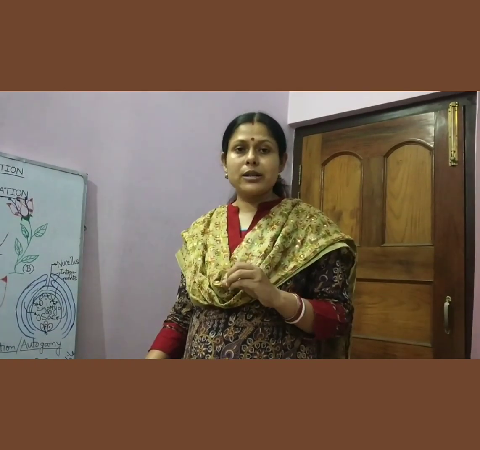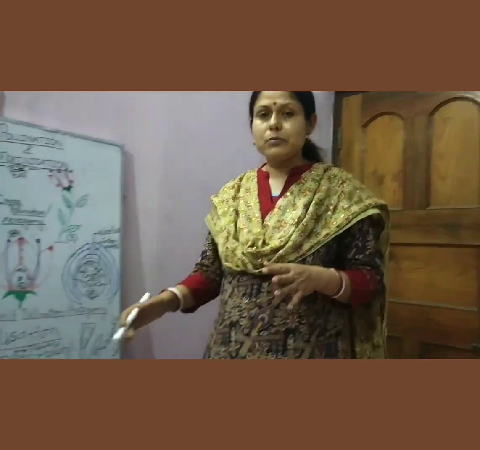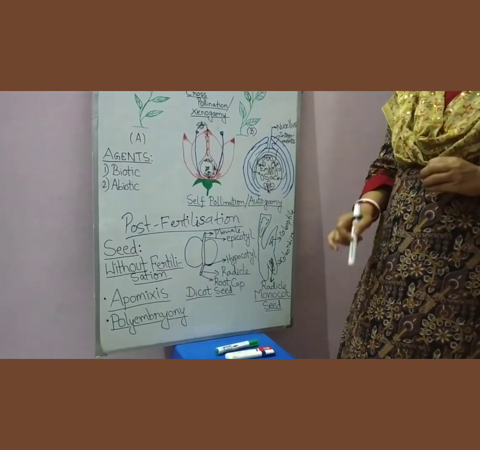Endospermic seeds and non-endospermic seeds. Endospermic seeds have the endosperm intact in them, and non-endospermic seeds mean the endosperm is totally utilized by the embryo within the seed. Most of the dicot seeds are non-endospermic and most of the monocots are endospermic seeds.